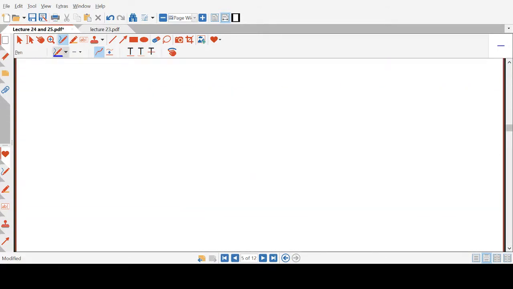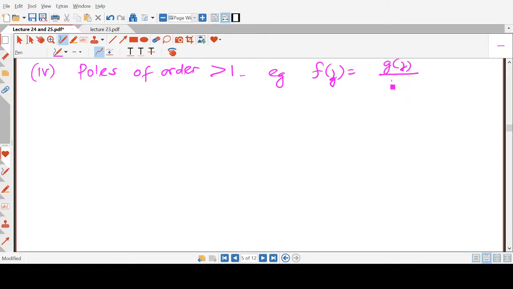This is the fourth: poles of order more than one. Example, f of z equals something, g of z over z minus a to the power n. What if you have a repeated pole? That's the question.